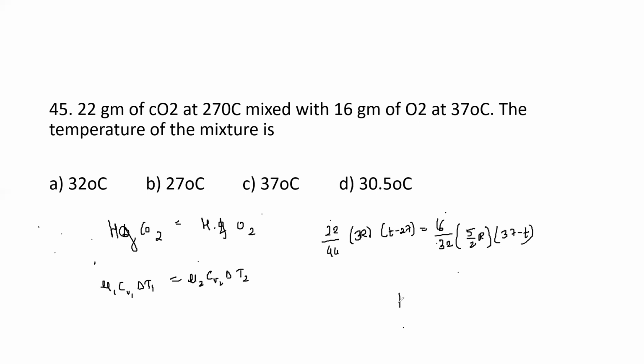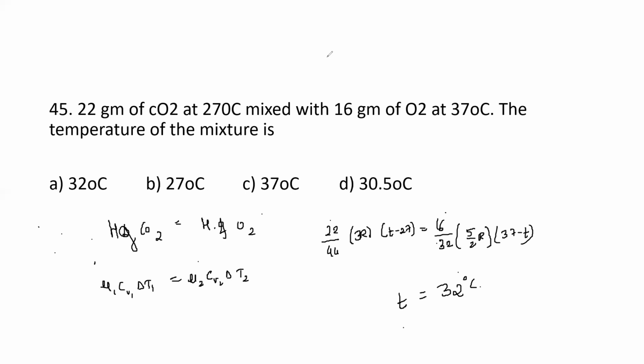So simplify this equation for T, and we will get 32 degrees Celsius. Just transfer the terms, keep only the T terms on one side and everything else on the other side. Then we get T is equal to 32 degrees Celsius. That is option A, the right option here.